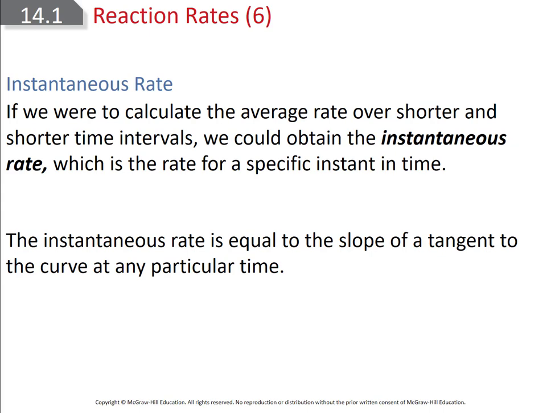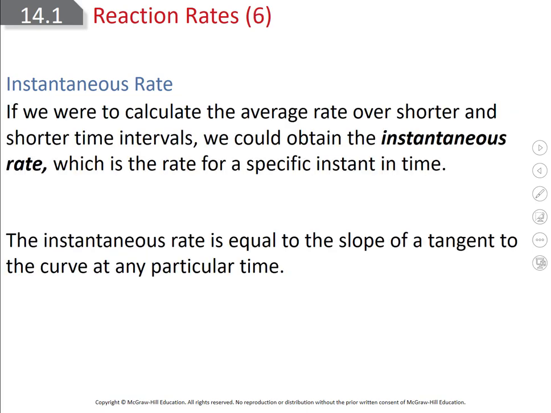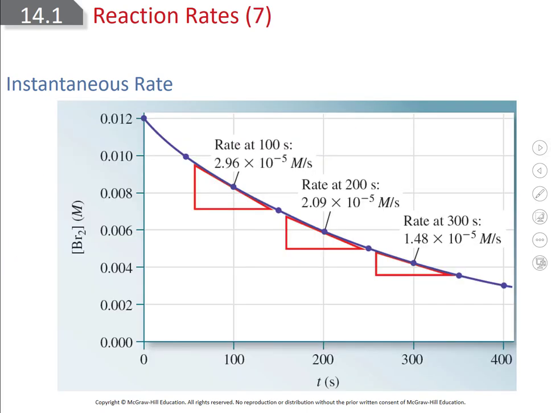So looking at that curve right here, the slope of a tangent line. If I want to know just for right here at this point, what is the rate right there, I would draw a tangent line and find the slope of that line right there. Versus here should be a smaller slope because I'm further along in the reaction. It has slowed down. So my tangent line should have a smaller slope here.